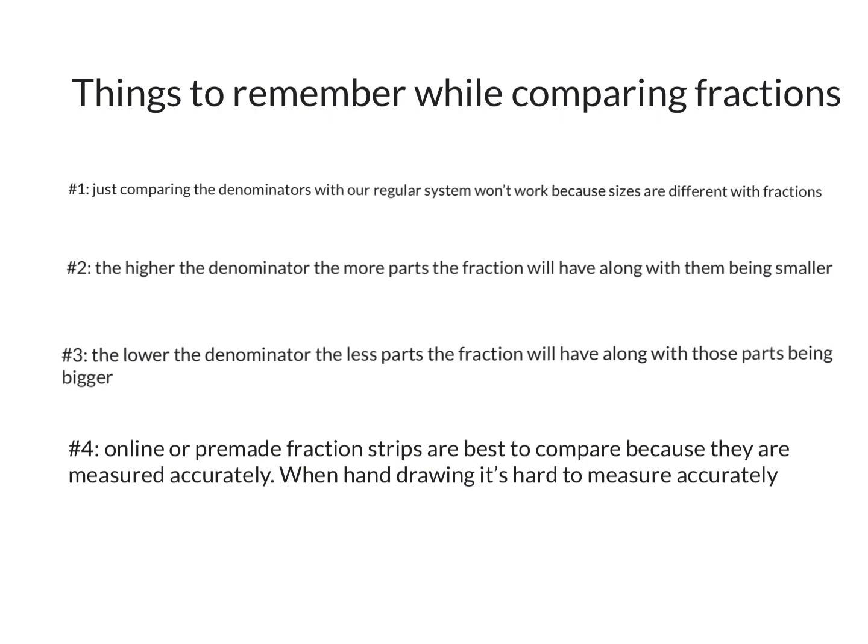Lastly, online or pre-made fraction strips are the best to compare because they are measured accurately. When we hand draw, it's hard to make sure our measurements are accurate because we need those wholes to be exactly the same or we won't see the difference between the shaded parts, which is the numerator.